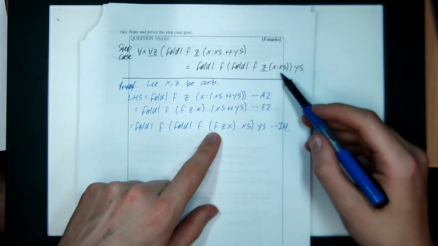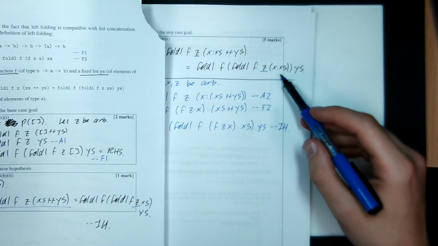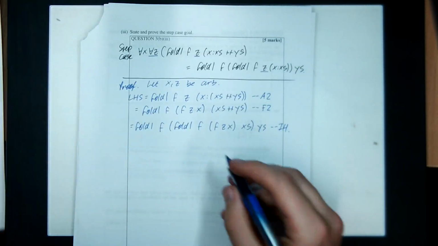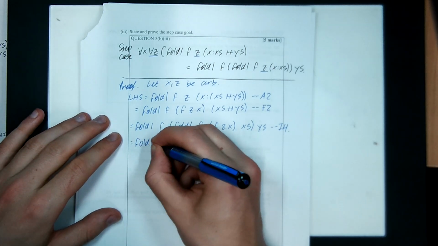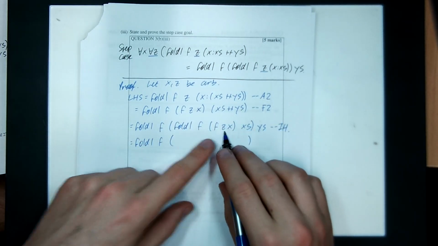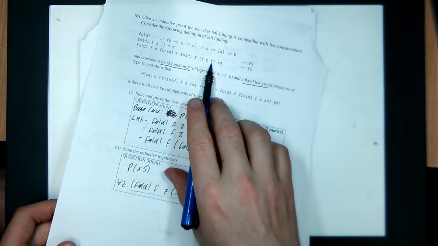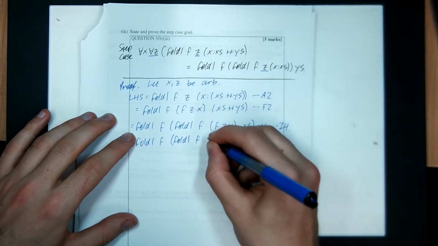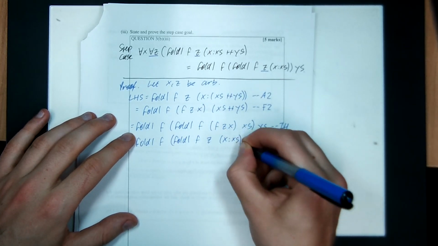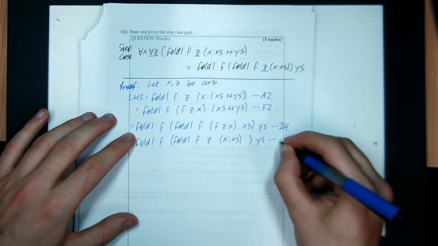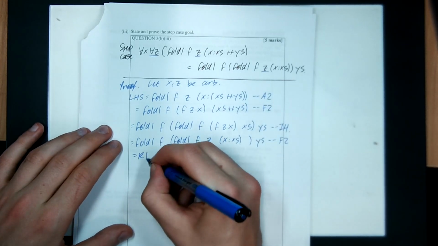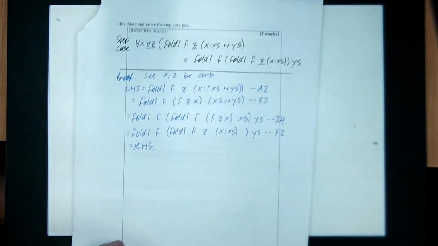And now I've got to make this look like that. So how am I going to do that? Well, it looks like I can use f2 backwards. I can sort of pack the x back into the list on the inside. So fold L f. Yep, take the x and put it back on the list. So fold L f z x cons xs, and then the ys on the outside by rule f2 backwards, and that's what I want. This is precisely the right hand side. Cool. Is there any more to this question? Nope. Okay, that's enough for this question. Move on to the next one.